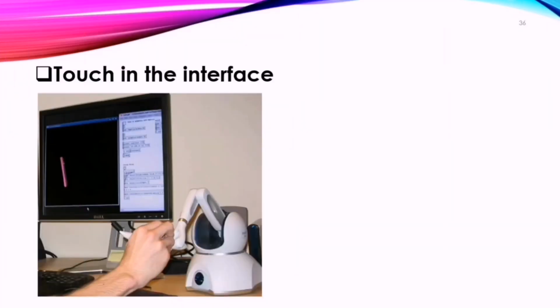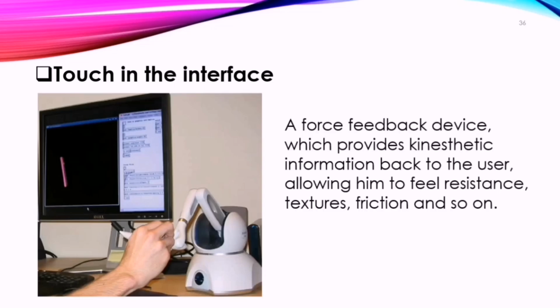Another main type of haptic device is the Phantom from Sensable Technologies. It is a force feedback device which provides kinesthetic information back to the user, allowing him or her to feel resistance, textures, friction, and so on.